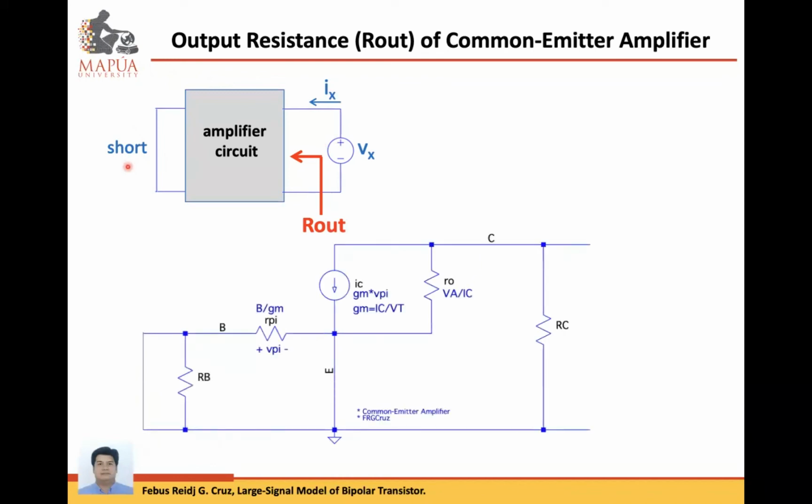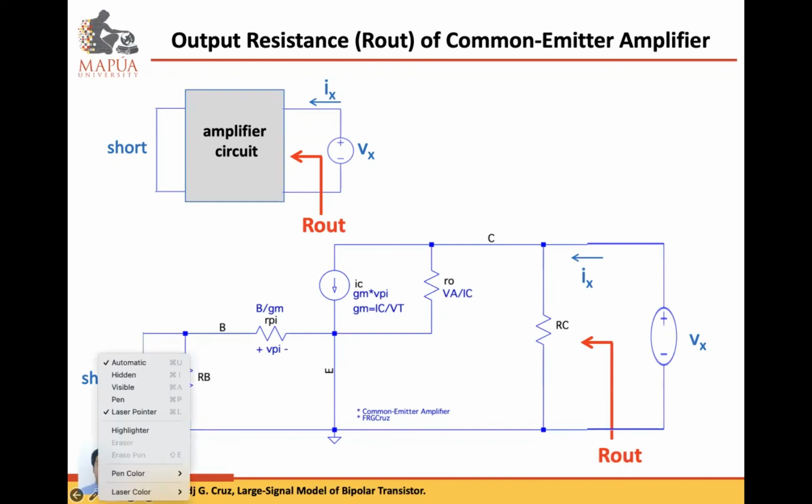So for our equivalent circuit, at the output, we apply Vx and Ix, and we are going to determine Rout. And as for the input, it is shorted. All right, is this clear? Yes, sir. Yes po, sir. Now, by having the input shorted, it means that base is connected to ground. Agree? Yes po, base becomes connected to ground.